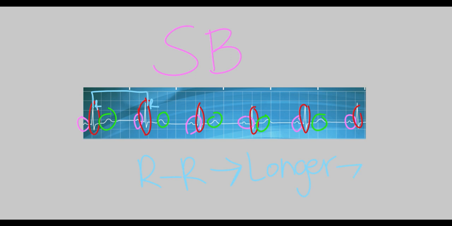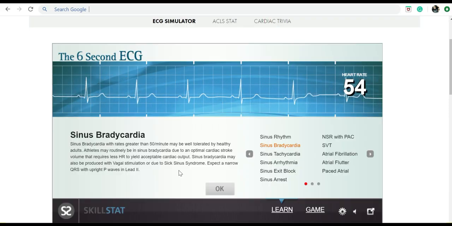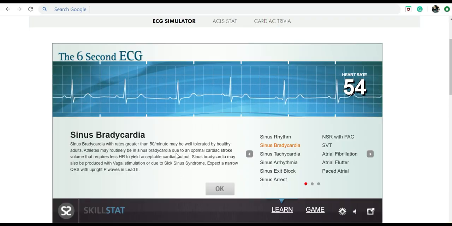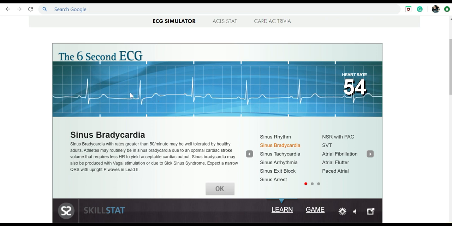Okay? And when the distance between the R to R is longer, the rate is slower. Okay. This is what sinus Brady looks like on a monitor. So here you can see that it basically looks like a normal sinus rhythm, but it's just slower. Okay, so the distance from one R to another is a lot longer. So that means that it's slowing down.